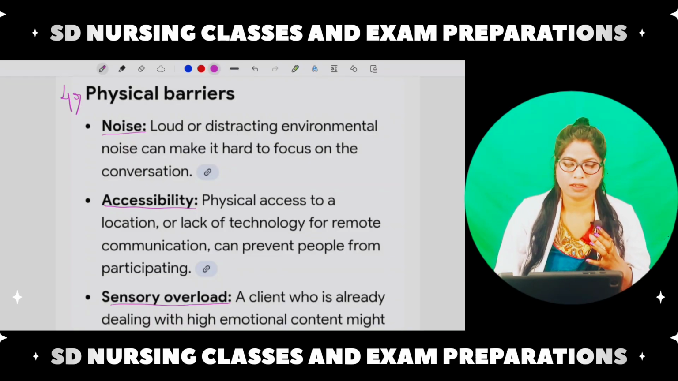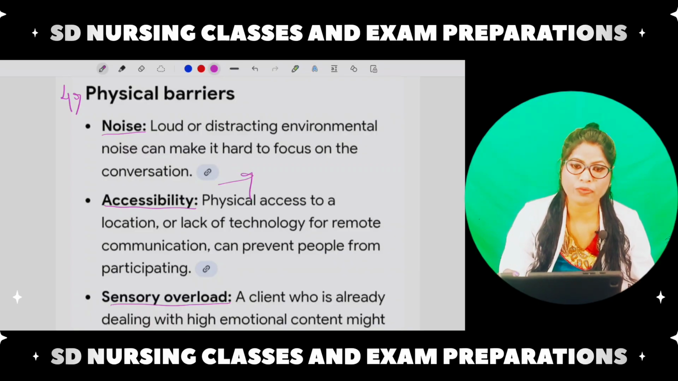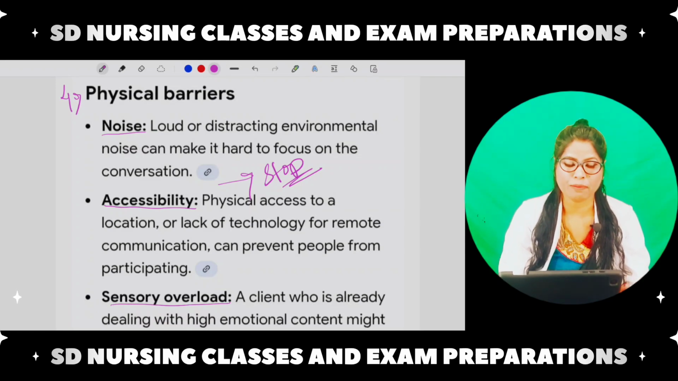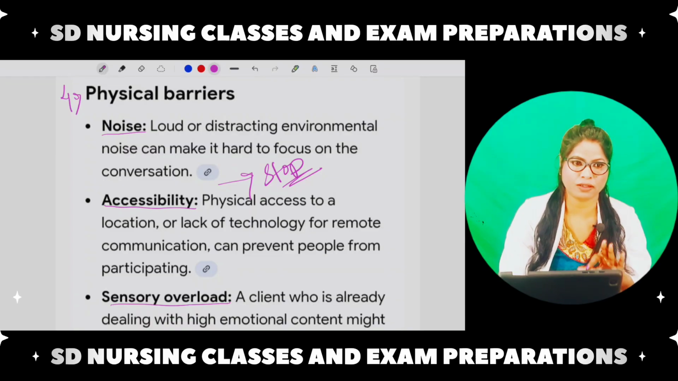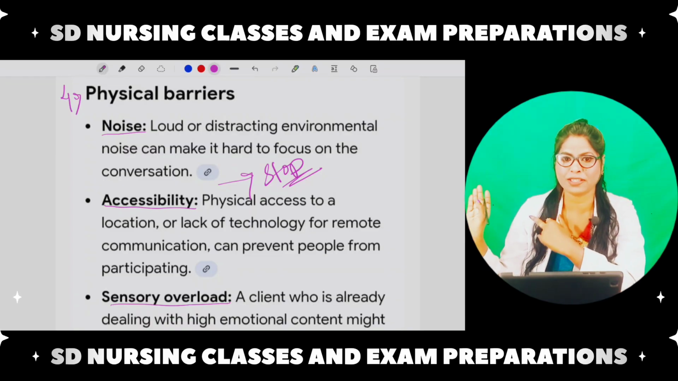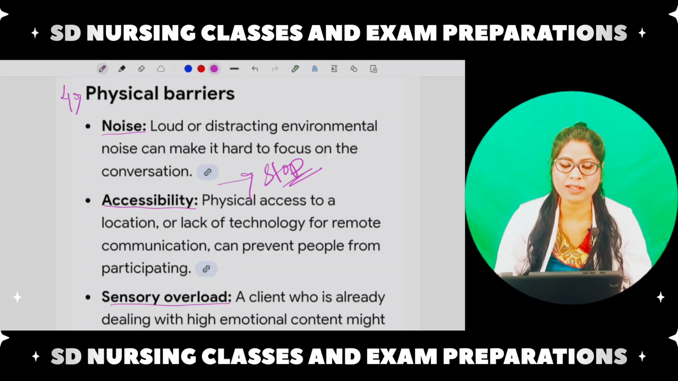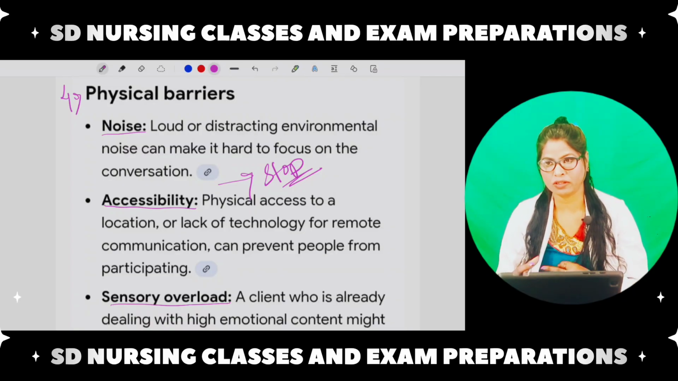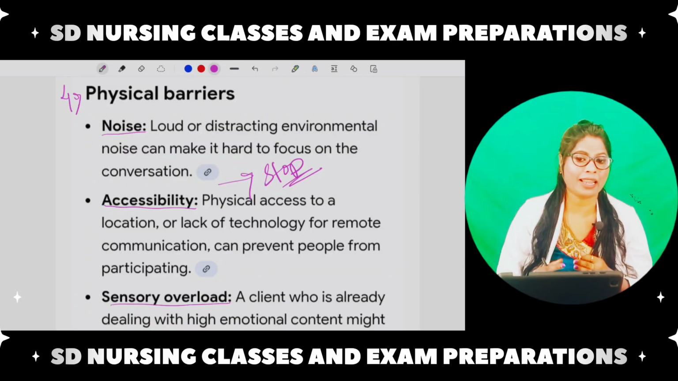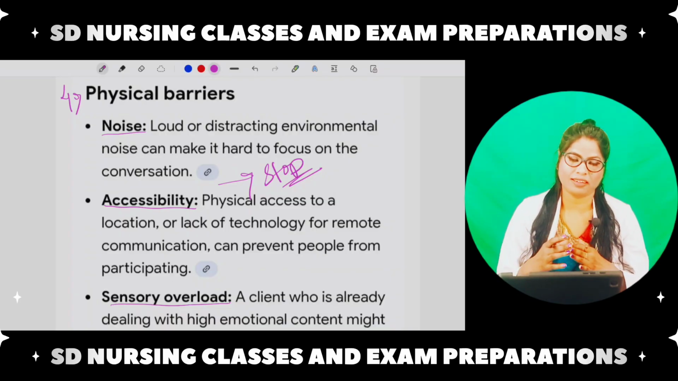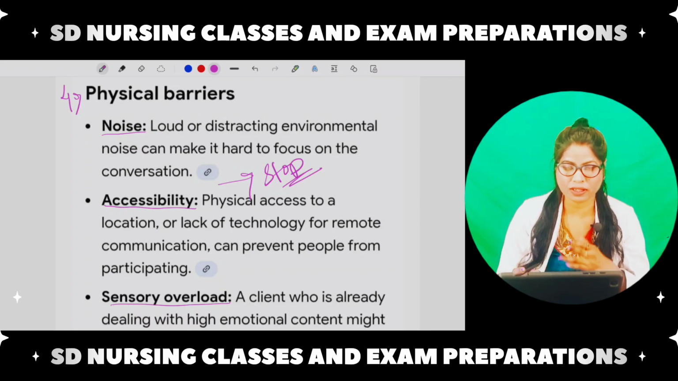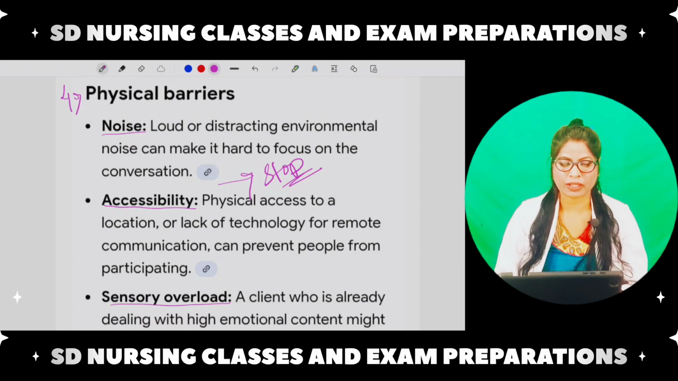So to overcome this noise, what to do? You have to stop right there and not talk to the patient. Then you can say to the patient, yes, after some time we will talk, just wait for some time until the sound stops. So this is noise. Because of noise we can't communicate with the patient, or with anybody. Again and again I'm saying patient because we are studying mental health nursing, and about the barriers I will obviously talk about the patient, the client only. So this is the noise.